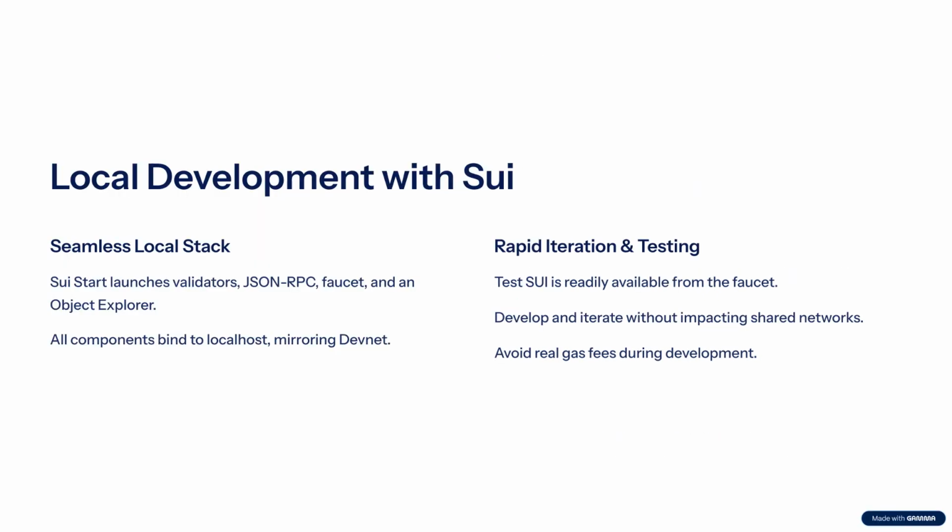Running sui start launches a quartet of validator processes, a JSON-RPC gateway, a faucet server, and an object explorer, all bound to localhost. In a new shell, run sui client faucet with a gas budget of 0, and the faucet signs a transfer depositing fresh test SUI into your first key pair.